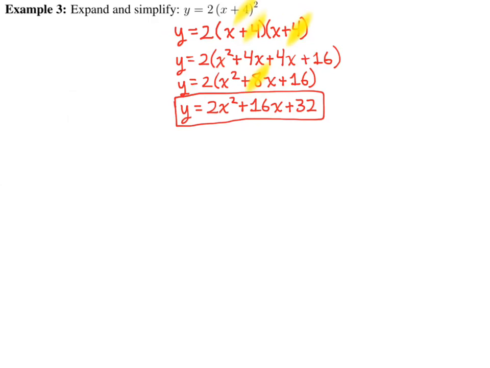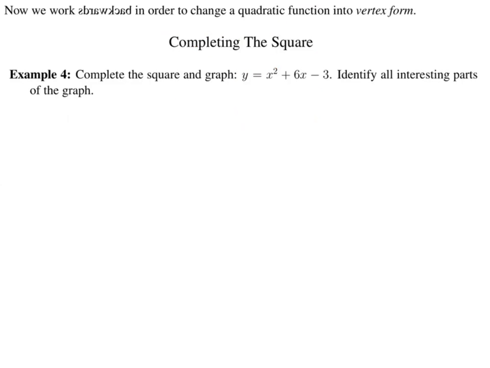However, and this is where it gets good, we're going to do this exact same thing backwards. So now we work backwards in order to change a quadratic function into vertex form. And I'll talk about vertex form later, but oh goodness gracious, here we go. Example 4. We've got this quadratic function: y equals x squared plus 6x minus 3. Good times.